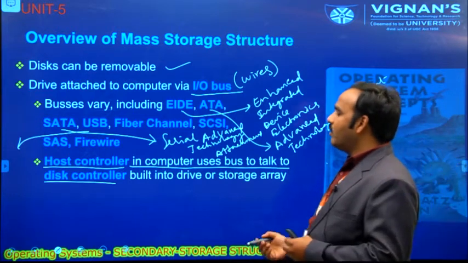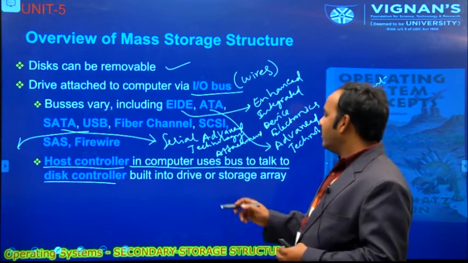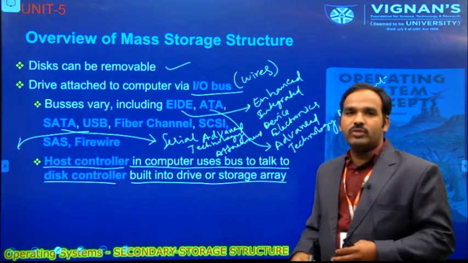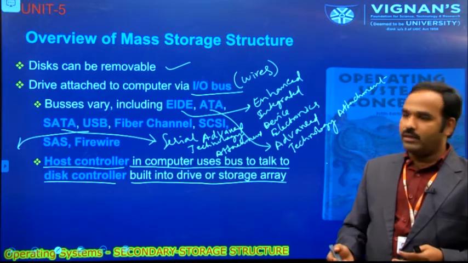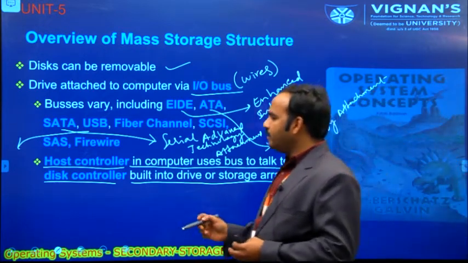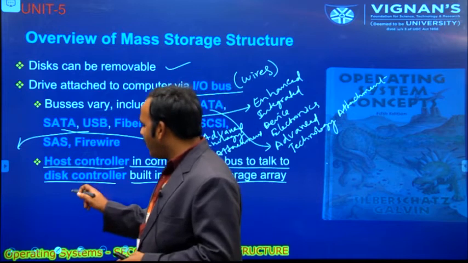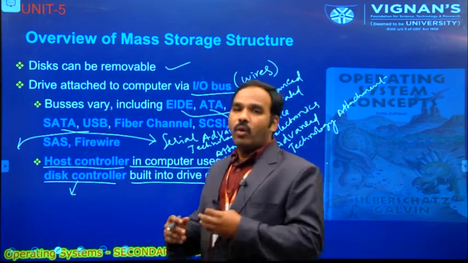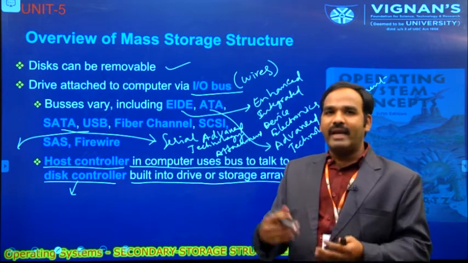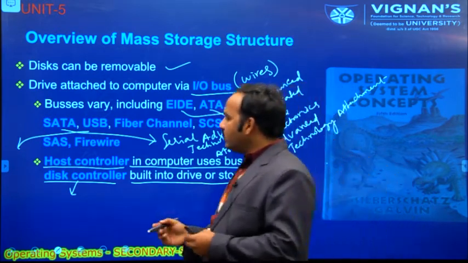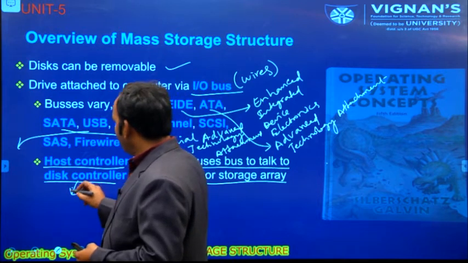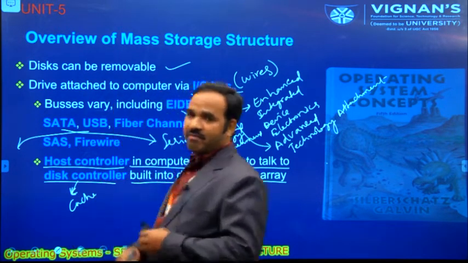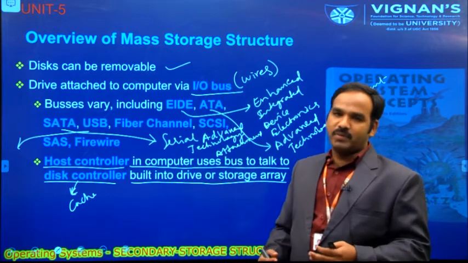And another one is the disk controller. The disk controller is built into a drive or a storage array or a storage disk. So this disk controller controls all the operations, means performs all the operations on the disk, like rotating, reading, writing, and all those things. This disk controller will use some cache memory. Every disk will come with a cache memory.